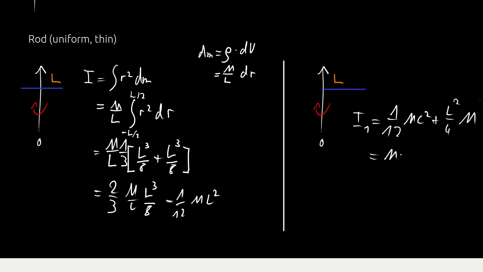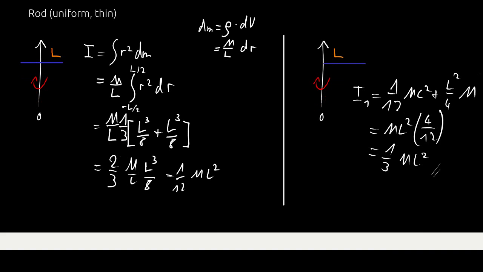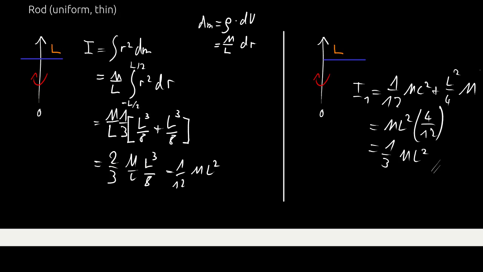That's m times L squared times 1/12 plus 1/4, which is 3 over 12, and we got 4 over 12. And this is equal to 1/3 ml squared. And there you go, you've just calculated that. We were already finished. Okay, this was one dimension, and now let's proceed to 2 dimensions.